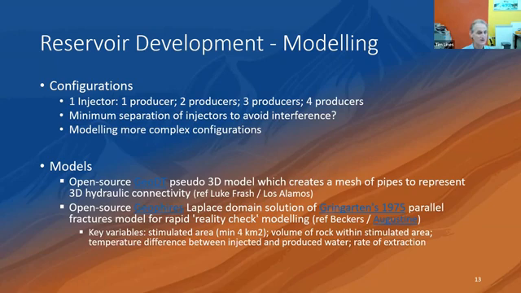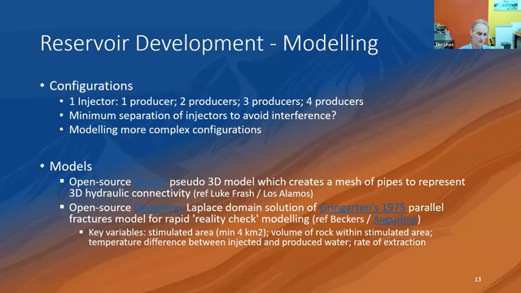Just so you know, we use a couple of models which are both open source. One is GEODE, which is a pseudo 3D model, which uses pipes to represent 3D hydraulic connectivity. All the references are there. Dr. Luke Frash, he's a nuclear weapons engineer, but he also has a passion for geothermal on the side. That's why he's at Los Alamos.